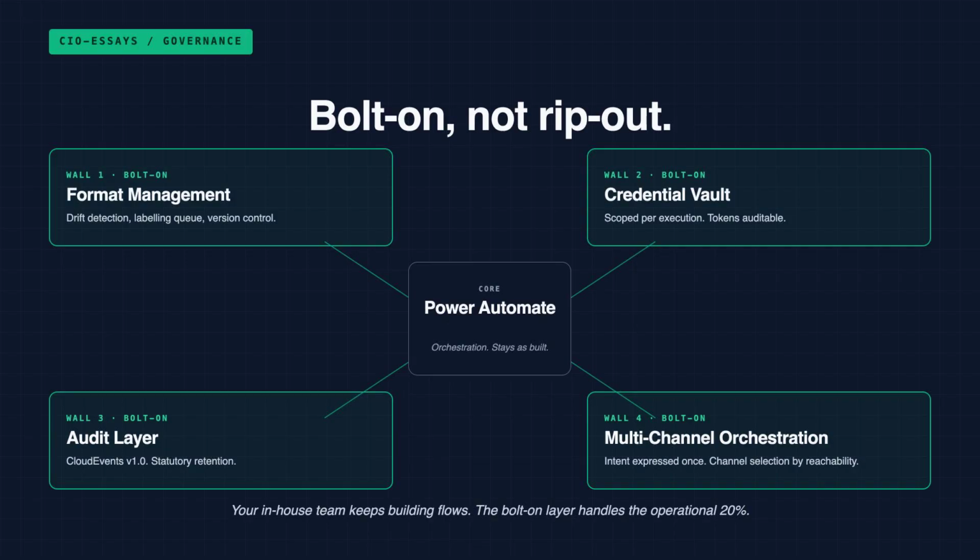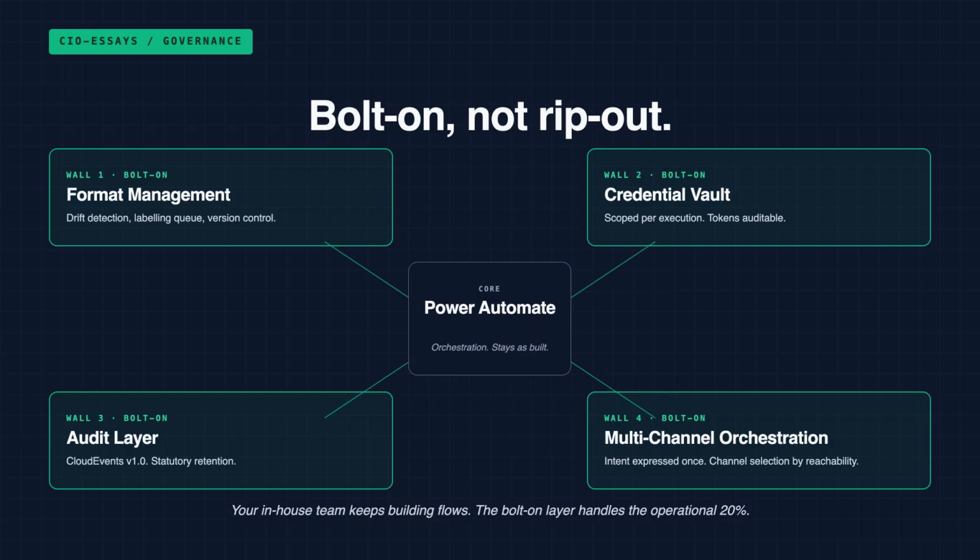The 4 failure modes above are the 4 reasons engineering-led mid-market IT teams move past pure Power Automate after the initial 80% lands. The wrong response is to rip out Power Automate and migrate to a different platform. You would lose the flows your team has already built. You would retrain everyone. You would probably hit the same 4 walls in 12 months with the new platform. The right response is to bolt the missing pieces on top.